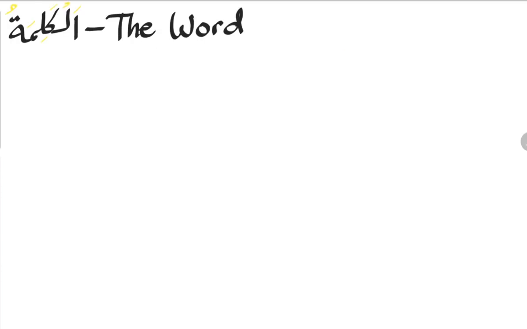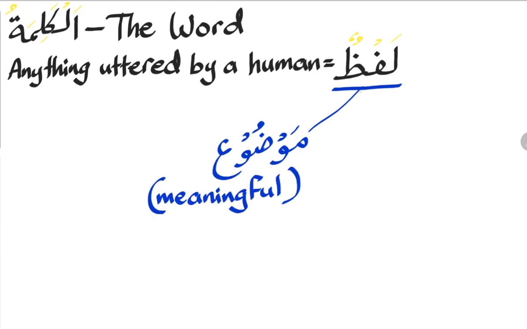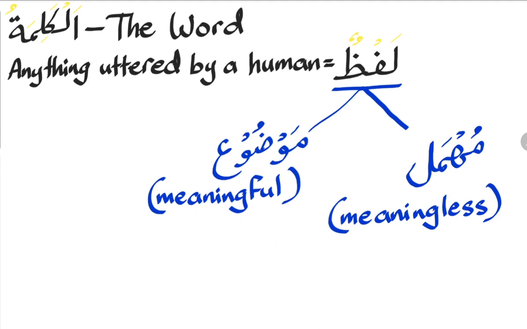Previously, we said that the subject matters of Nahu are words and sentences. So let's get started with the word or al-kalima. The first thing you need to know is that anything uttered by a human being in Arabic is called a lafz. Now, if that word has a meaning, it's called mawdu'. Mawdu' means meaningful. If it doesn't have a meaning, then it's called muhmal. Muhmal means meaningless.